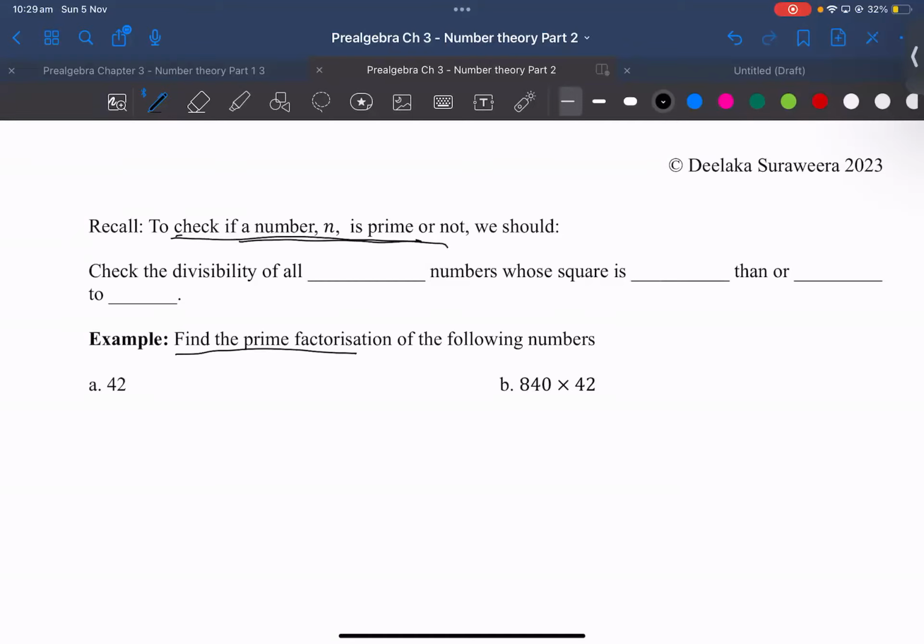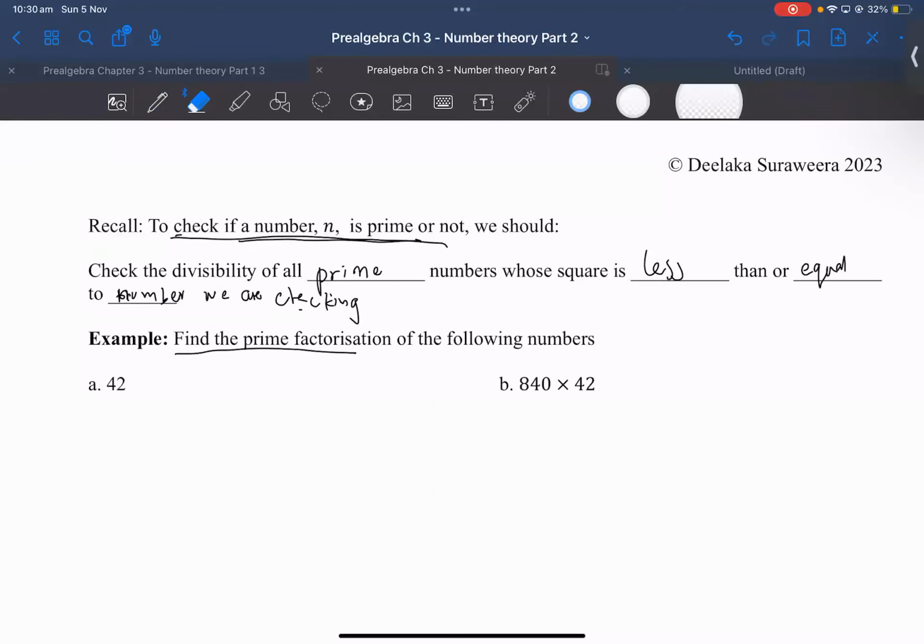To see if a number is prime or not, what should we do? Check the divisibility of all prime numbers whose square is less than or equal to the number we're checking. We're just recalling what we did last time, right? When we want to check if a number n is prime or not, we check the divisibility of all prime numbers whose square is less than or equal to n. Does that make sense? Yeah. So this is just checking prime.